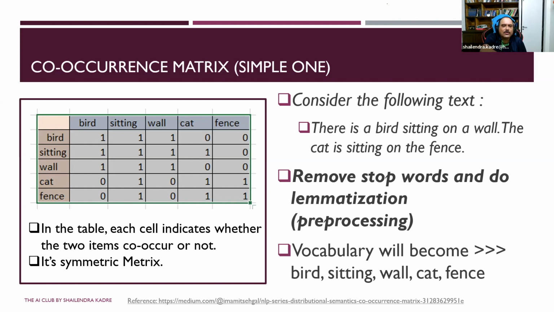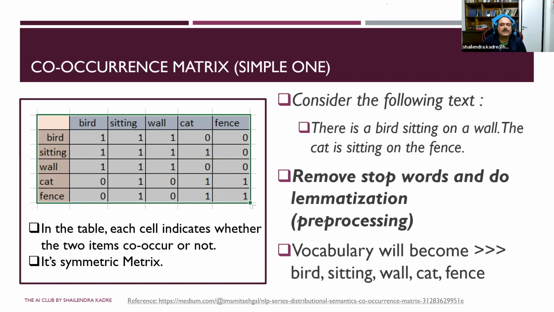Bird is sitting on a wall, so in the same sentence it is occurring. So they are co-occurring: bird and wall, 1. And bird is not occurring with cat and fence because they are in another sentence. So they will be 0, 0.